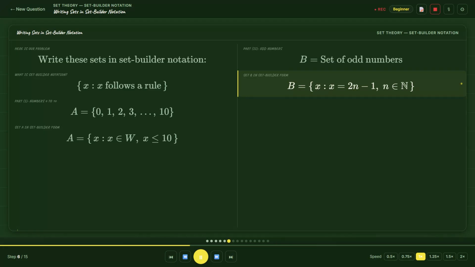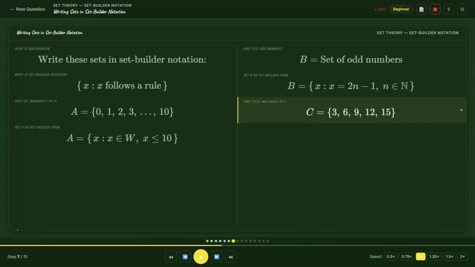Here is set B. We say X equals 2 times n take away 1, where n is any natural number. When n is 1, X is 1. When n is 2, X is 3. When n is 3, X is 5. See? It gives us all the odd numbers.